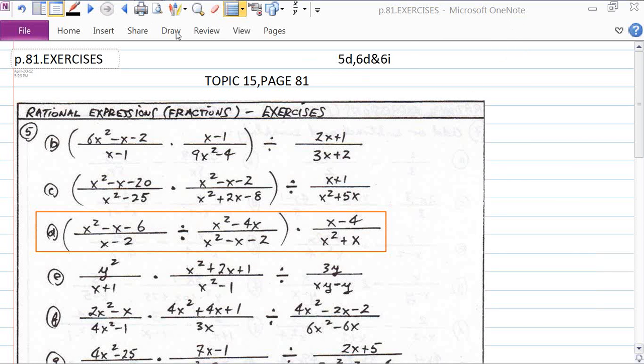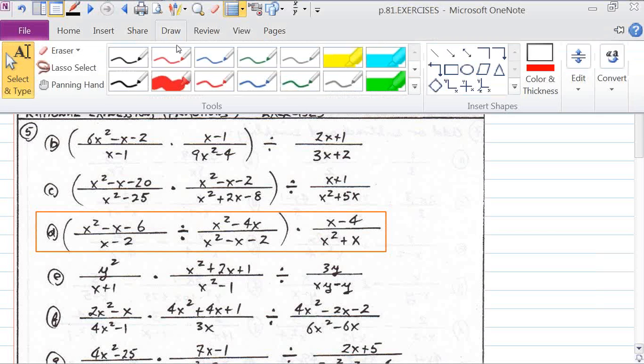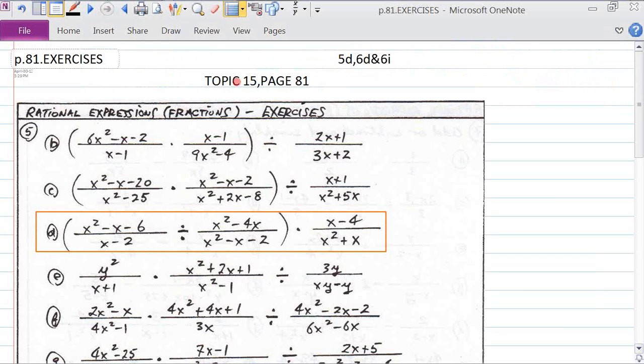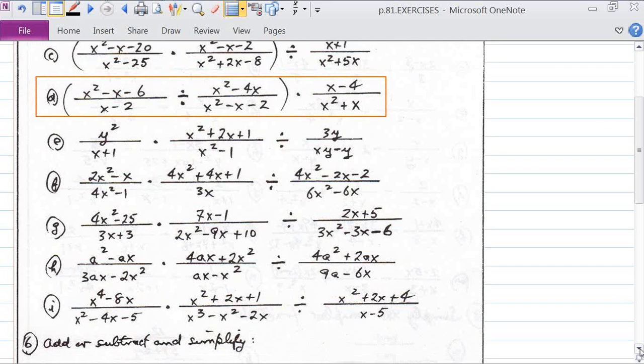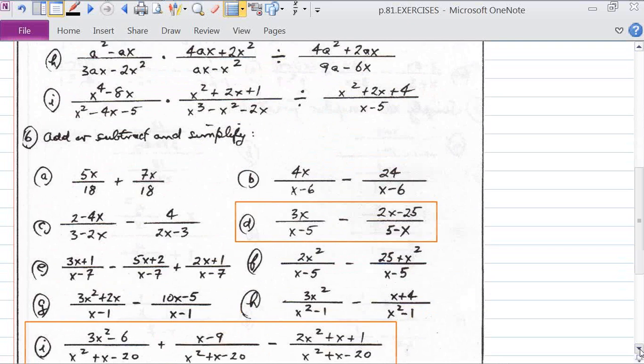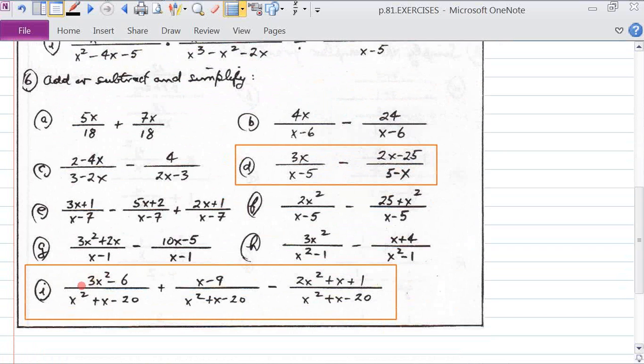We're on page 81, and we're going to do 5D, 6D, and 6I. So here's 5D right here. Going to do that one. And we're going to do 6D and 6I.